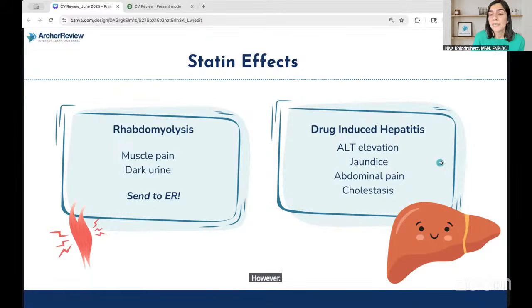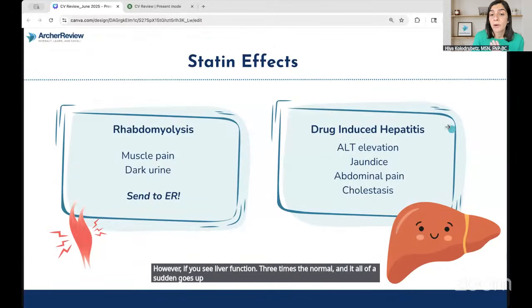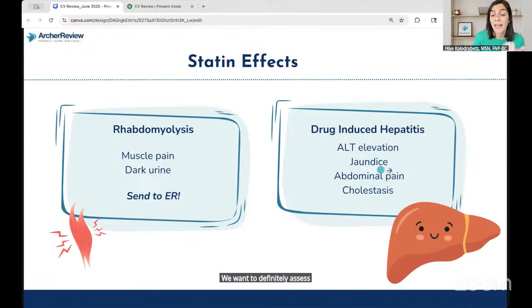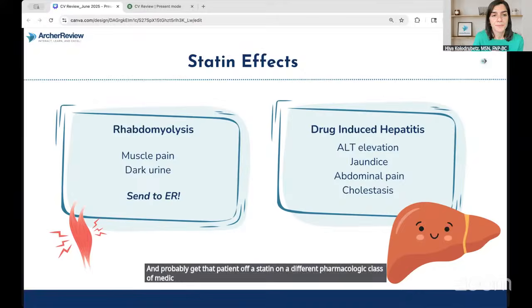However, if you see liver function 3 times the normal and it all of a sudden goes up, then I would be worried about liver damage. And we want to definitely assess for any signs of liver damage like jaundice, abdominal pain, and probably get that patient off a statin on a different pharmacologic class of medication.